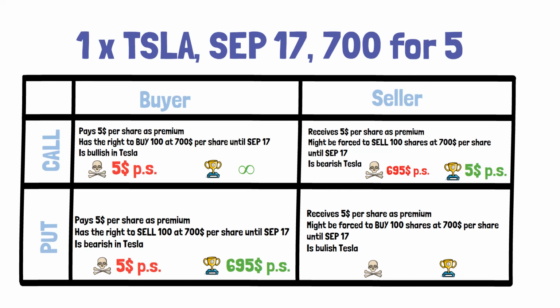And last, if you sell a put contract, your maximum reward will be $5 from the premium received, and your maximum loss is infinite since you might be forced to buy the stock at a very high price and sell it for $700. There are many ways for you to limit your exposure to these infinite losses, and we will cover that in the advanced trading strategies.